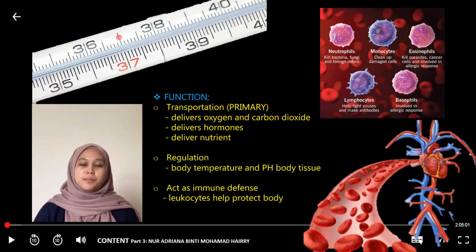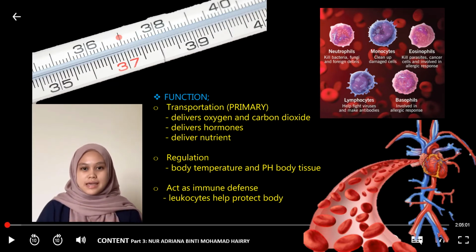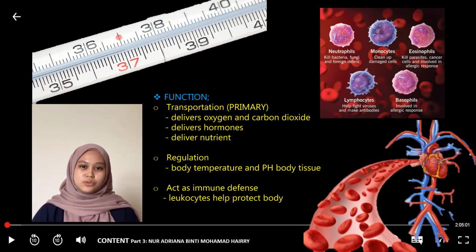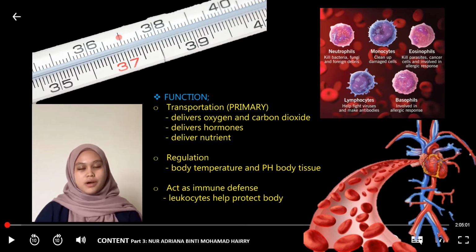Blood will transport material around our body, such as red blood cells delivering oxygen from the lungs to the heart and delivering carbon dioxide to the lungs for exhalation. Blood also transports hormones from endocrine glands to their target organs, such as the hormone adrenaline released by the adrenal gland to its target organ, which is the heart, to increase the heart rate. And lastly, blood transports nutrients from the digestive tract to all our body cells.